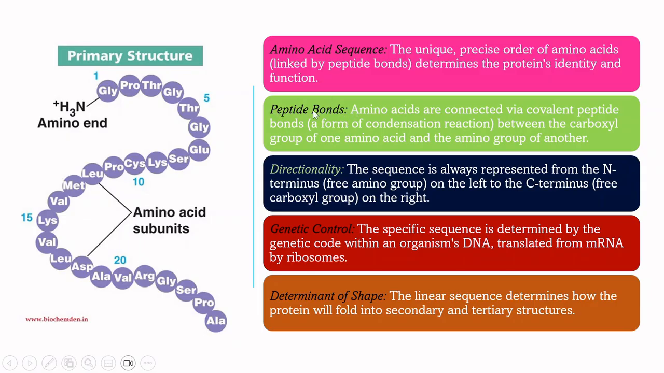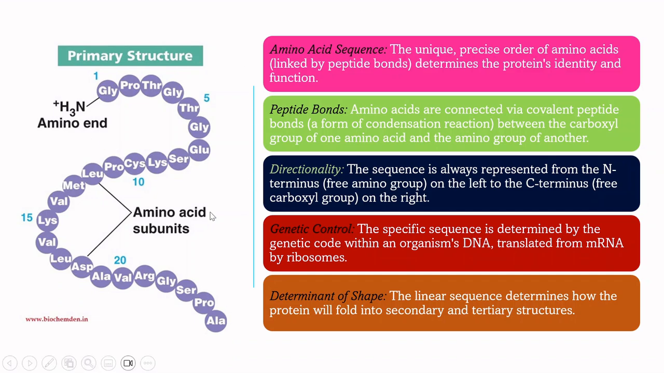And these peptide bonds are covalent bonds which are formed by the condensation reaction between the carboxyl group of one amino acid and the amino group of the other. What about the direction? Now we know this consists of long chains of amino acids linked together by peptide bonds. But what about the direction? Directionality is always such that the N-terminal amino acid will be on the left and the C-terminus will be on the right.